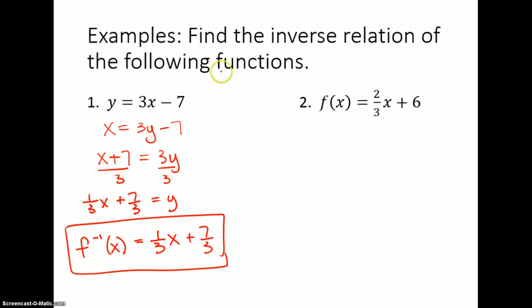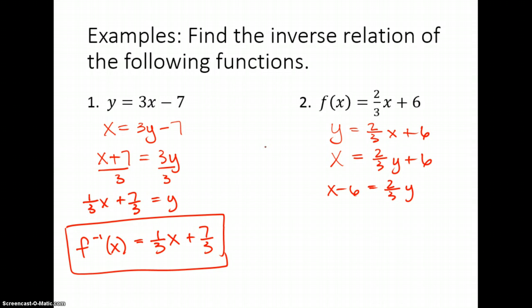Let's do it again. Over here in this one, it says f of x, so let's rewrite that as y equals 2/3 x plus 6. Now our first step is switch x and y, so I'm going to rewrite this as x equals 2/3 y plus 6, and now solve for y. So subtract 6.